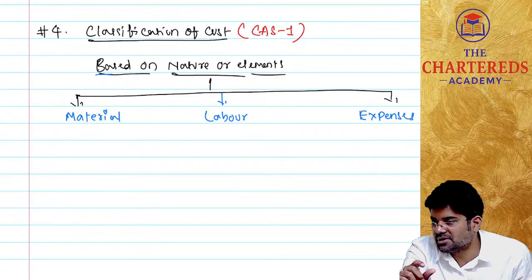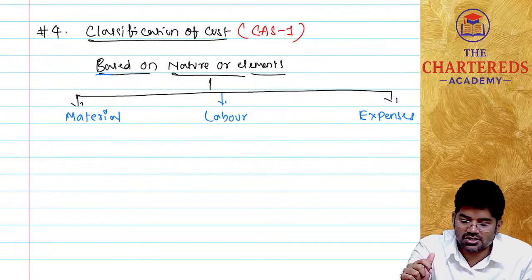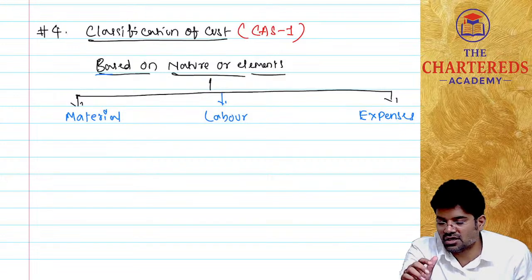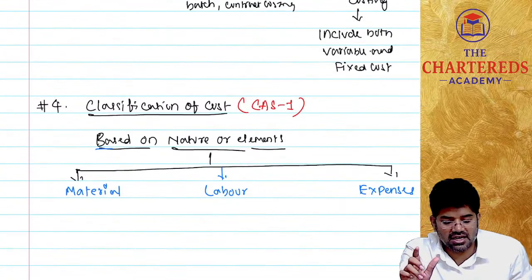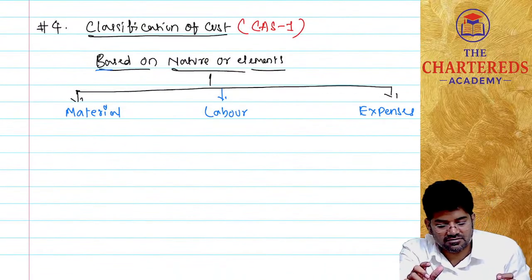We have a separate chapter now. What is that? Material cost. So in that chapter we will know what it should include, labor what it should include, even expenses also what it should include. The other day I told you that this can be further classified into direct and indirect.